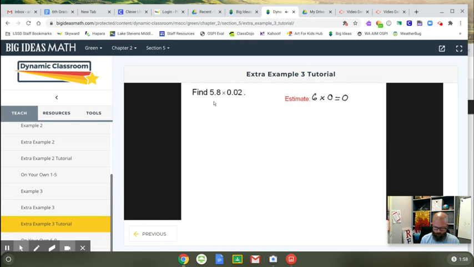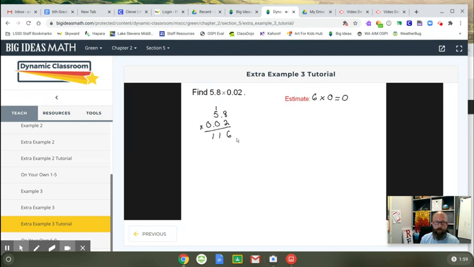Remember, to multiply decimals, multiply as you would with whole numbers. I don't know why they did that. 5 8/10 times 2 hundredths is the same as multiplying 58 by 2. 8 times 2 is 16. Bring down the 6 and carry the 1. 2 times 5 is 10, plus 1 is 11.